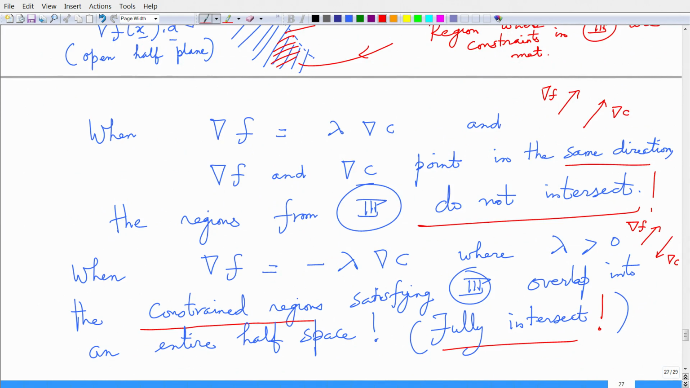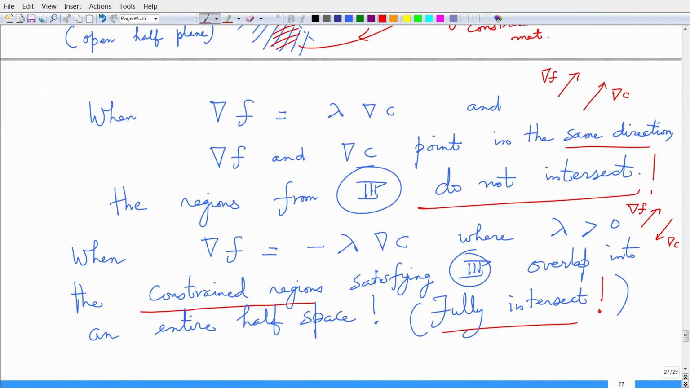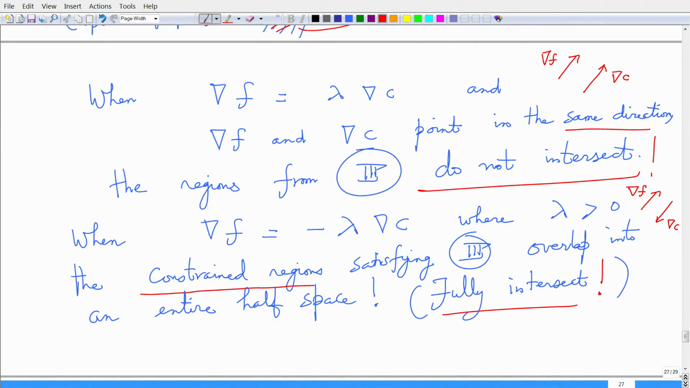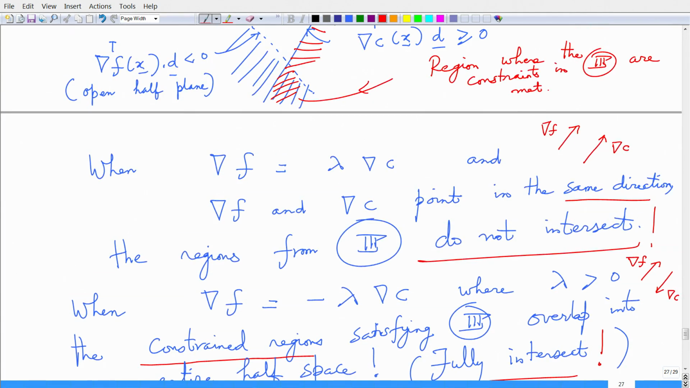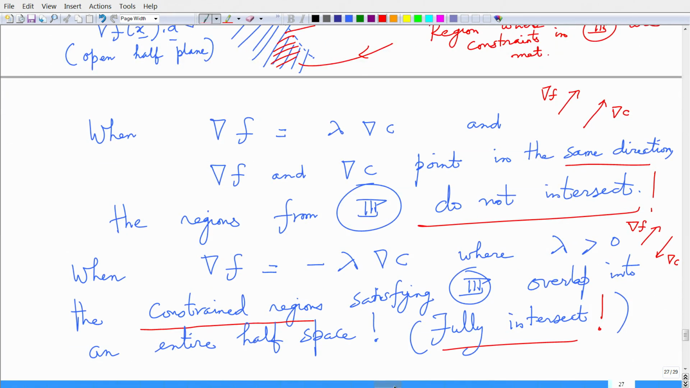So, in one case when they are pointing in the same direction, they do not intersect, and in the other case when they are pointing in opposite directions, they overlap to the entire half space, and we choose the same lambda which is greater than 0, so that we are consistent with how we write. So, in one case there is full intersection, when del f and del c are in opposite directions, and in the other case there is no intersection.